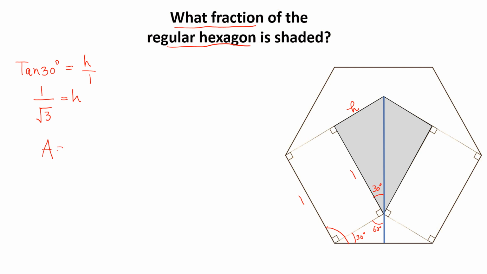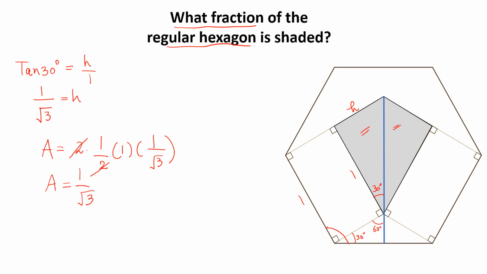The shaded area is equal to 2 times, because it's double, this area and this area. So 2 times half of 1 into h, and h is 1 over square root of 3. So the shaded area is equal to 1 over square root of 3.